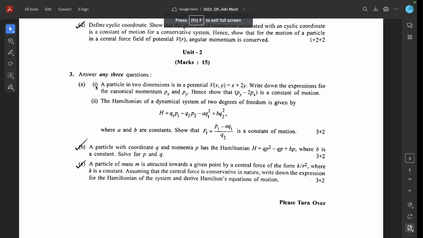Question 3a, Part 1. A particle in 2 dimensions is in a potential V as a function of x, y equal to x plus 2y. Write down the expressions for the canonical momenta px and py. Hence show that py minus 2px is a constant of motion. In Part 2, the Hamiltonian of a dynamical system of 2 degrees of freedom is given by H equal to this, where a and b are constants. Show that f1 equal to (p1 minus aq1) divided by q2 is a constant of motion.